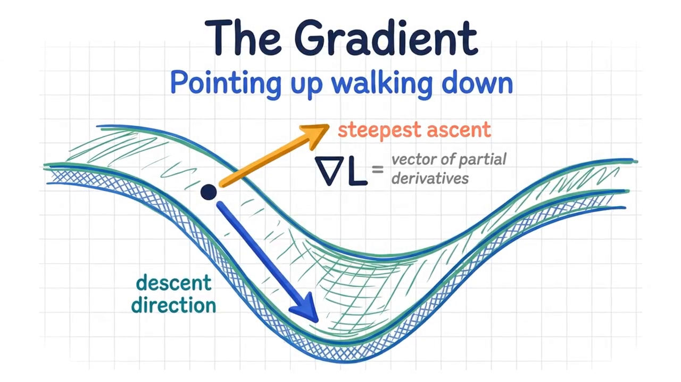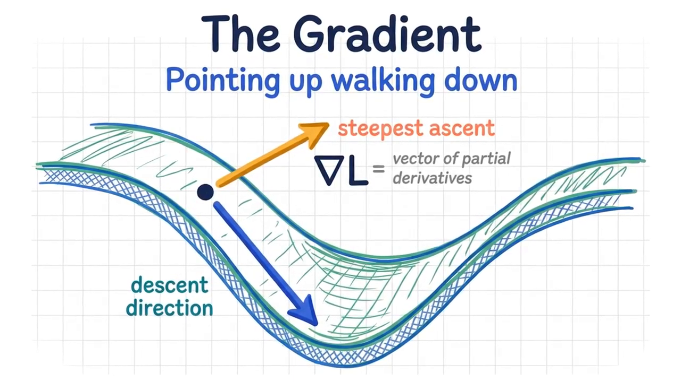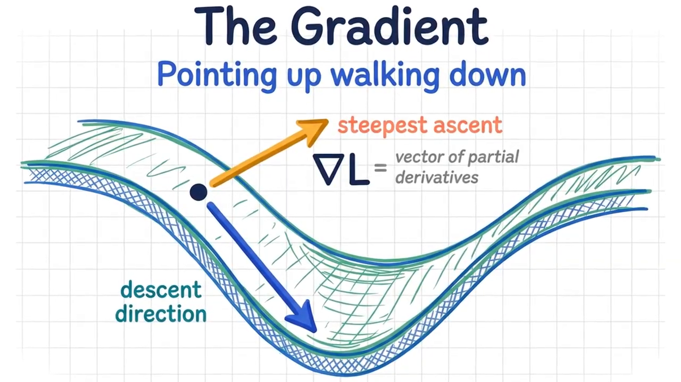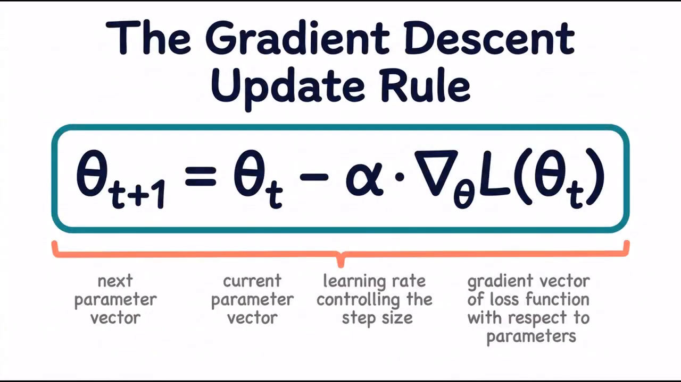To find the valley, we use the gradient, a vector of partial derivatives pointing in the direction of steepest ascent. Since it points up, we walk in the opposite direction. We capture this update rule in the equation: theta sub t plus 1 equals theta sub t minus alpha times the gradient with respect to theta of L of theta sub t. Here, theta sub t is the parameter vector at the current step t, theta sub t plus 1 is the parameter vector at the next step, alpha is the learning rate controlling the step size, and the gradient with respect to theta of L of theta sub t is the gradient vector of the loss function with respect to the parameters.